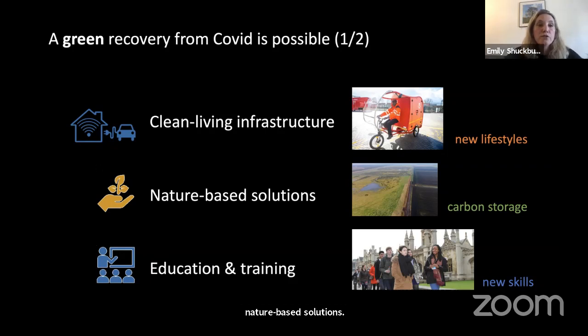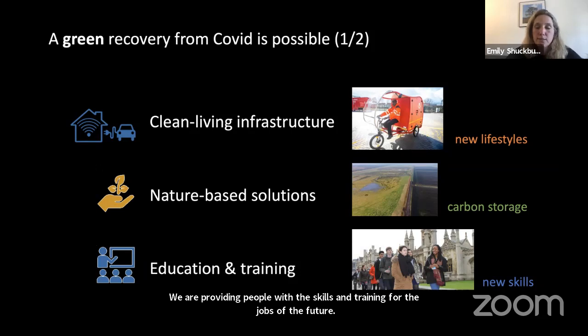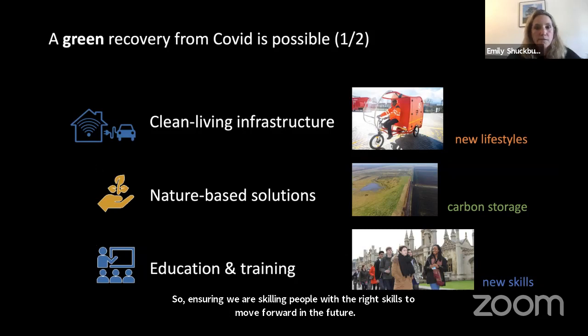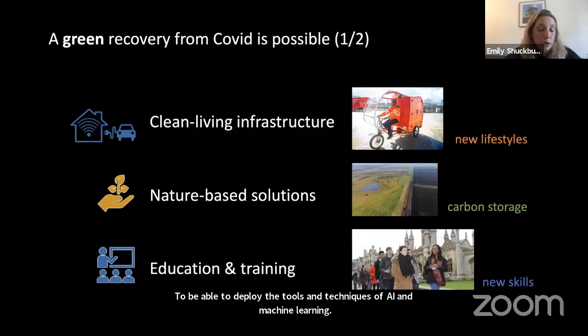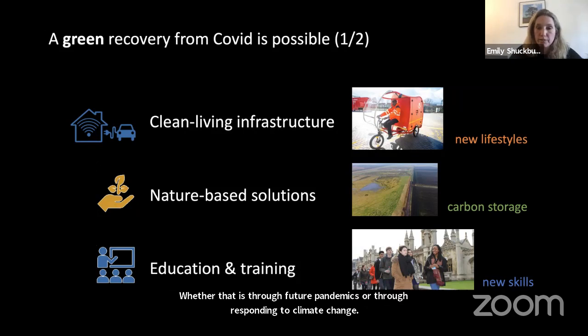And then the sixth example that I have here is of education and training. As we move to a recovery from the current global pandemic, we're going to need to be focusing on ensuring that we are providing people with the skills and training for the jobs of the future. And we all know that AI and the digital revolution are going to be central to that. So ensuring that we are skilling people up with the right skills to move forward in the future, to be able to deploy the tools and techniques of AI and machine learning, but at the same time to respond to global challenges that we face, whether that is through future pandemics or it is through responding to climate change. That's going to be critically important.